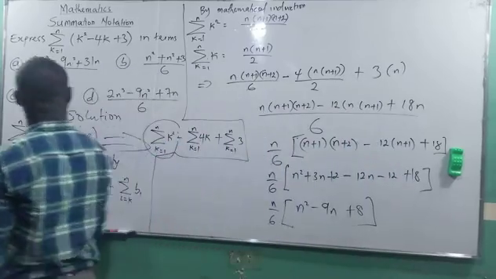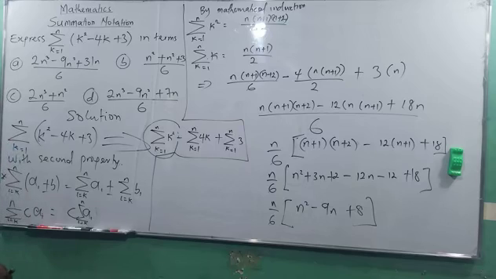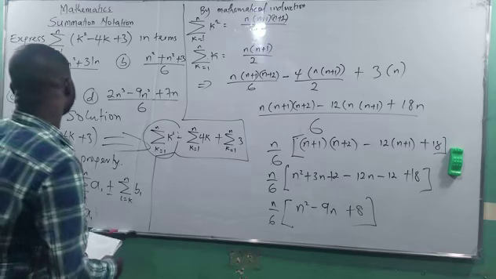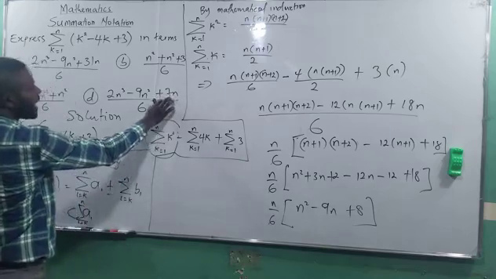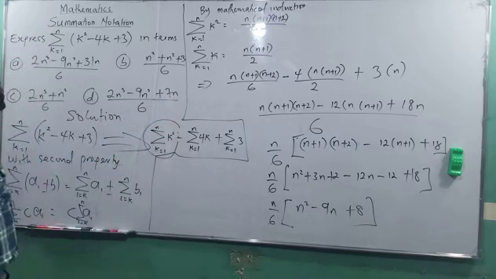Do you know why I'm having a problem? I'm looking at the option. Which one is nearest to this particular problem? Hope I'm not making any silly mistake. We have n squared plus n squared plus. This should be the answer, but the only problem is I think there is a mistake here on the option.